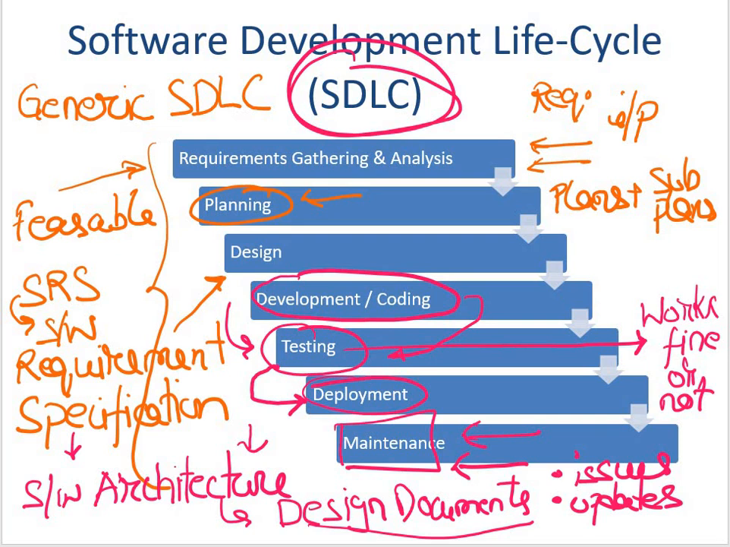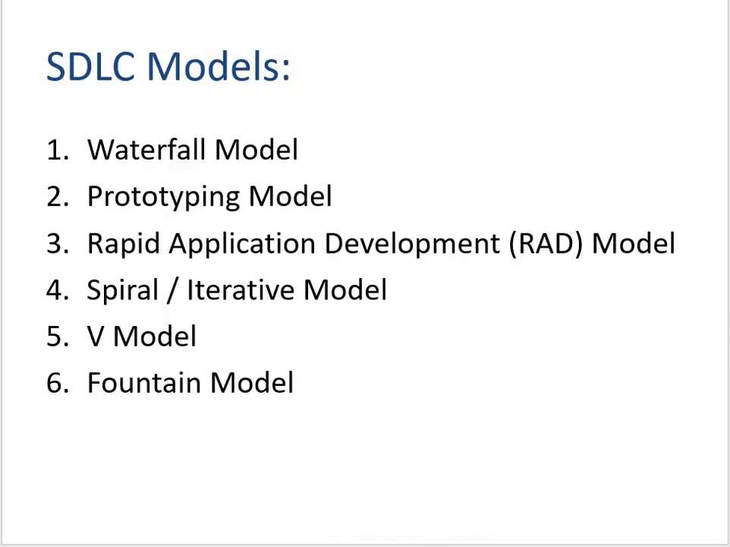Now let's see, there are some software development life cycle models. In this particular course we'll talk about the waterfall model, prototype model, rapid application development model, spiral and iterative model, V model, and the fountain model. There are some more models as well, but we'll restrict our discussion to these 6 models only. To start with, we'll go ahead with the waterfall model.